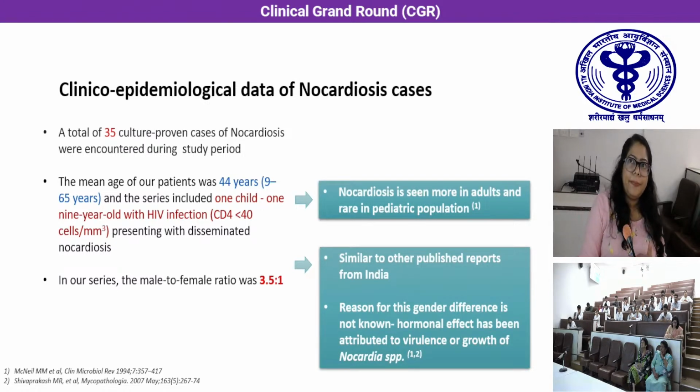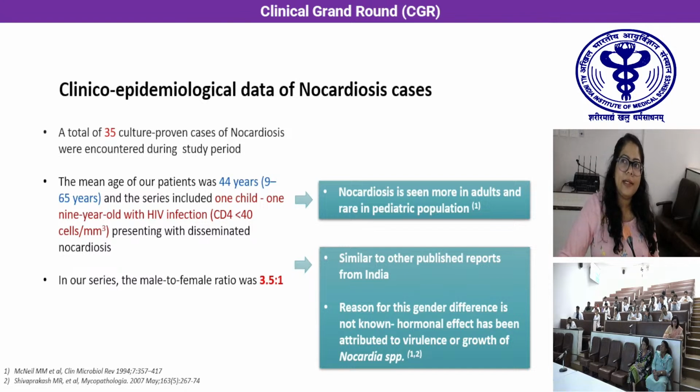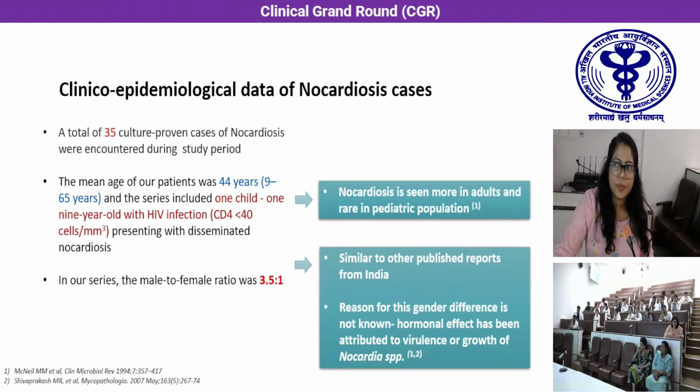So coming to the clinical epidemiological data of the nocardiosis cases, a total of 35 culture-proven Nocardia cases were encountered during this period. The mean age of patients was 34 years, and it also included one child who presented with disseminated disease. We have also seen in literature that nocardiosis is seen more commonly in adults and comparatively less in the pediatric population. And we saw that the male to female ratio in our study was around 3.5:1, and it is similar to other published reports from India.